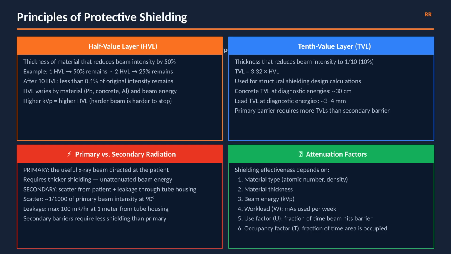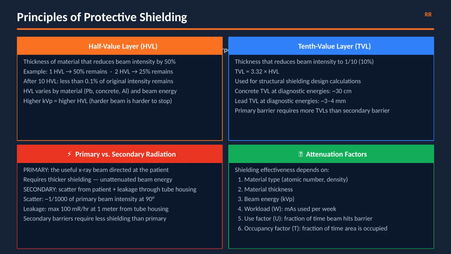Higher kVp means higher HVL because the beam is harder to stop. The tenth value layer, TVL, the thickness that reduces the beam to 10% of its original intensity. TVL equals 3.32 times the HVL. Used for structural shielding design calculations.